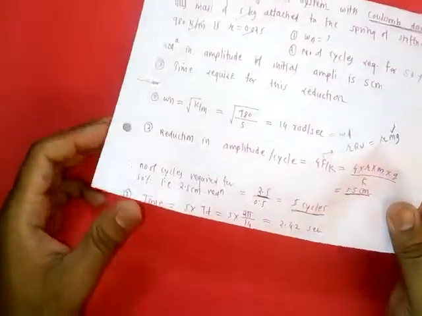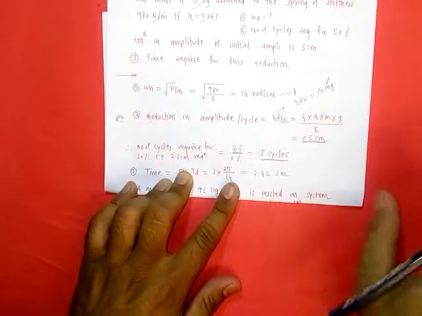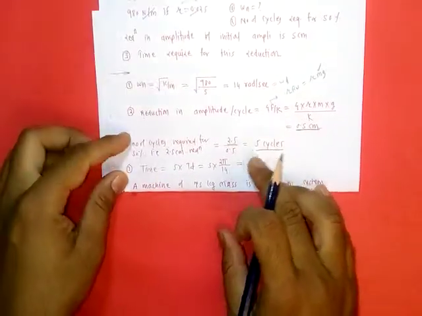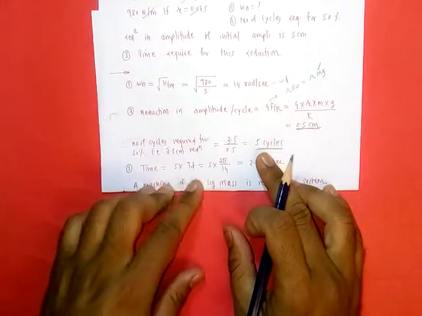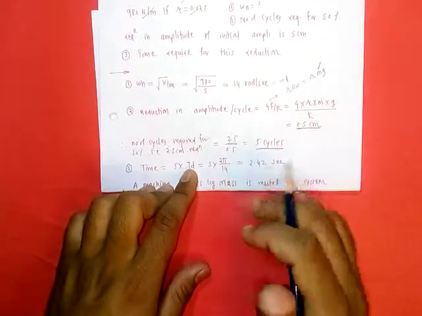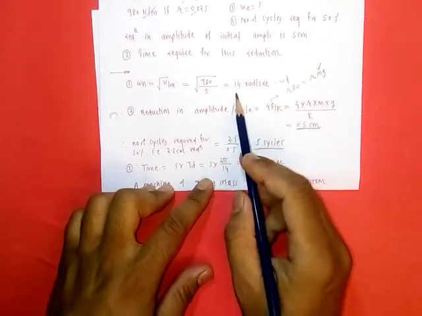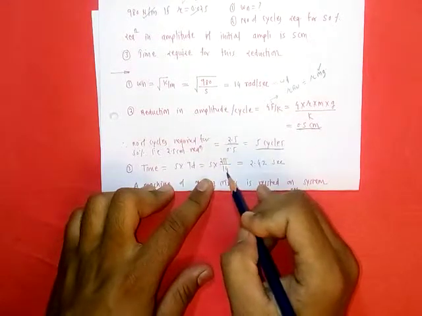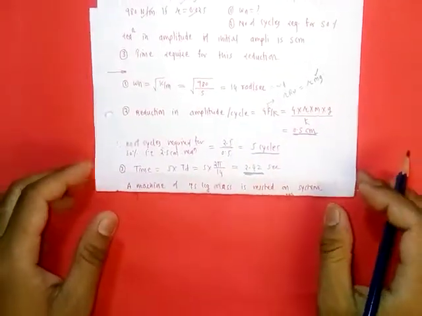Then next they have asked the time required for this reduction. This time is nothing but the time required for completion of 5 cycles. It is equal to 5 into the time period of 1 cycle, and time period is nothing but 2 pi upon omega n, and omega n we have already calculated. So putting these values, we get time as 2.42 seconds.